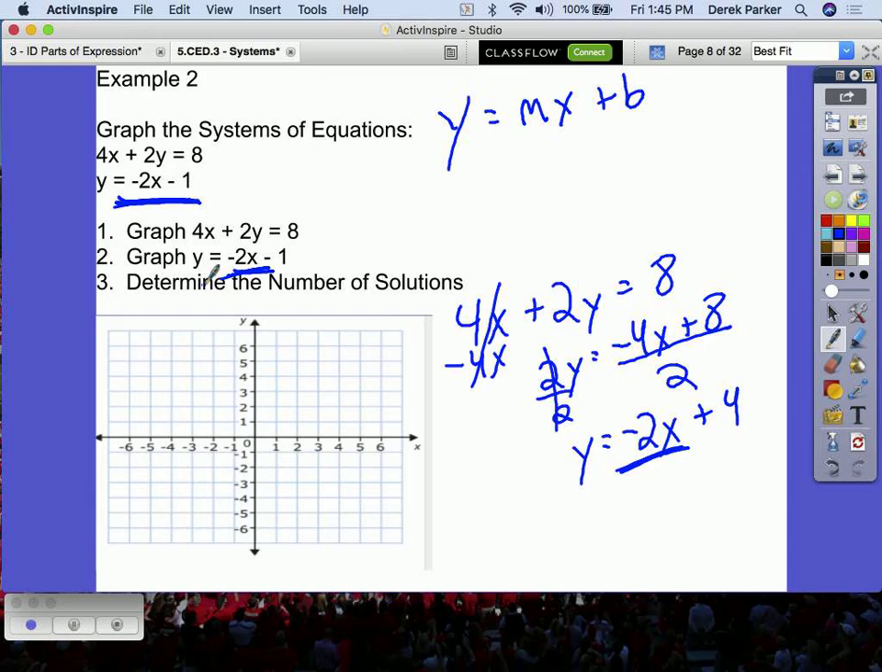The rule is, as you can tell, when the slopes are the same, but the constants are different, that is going to be no solution. So the answer to this problem is no solution.